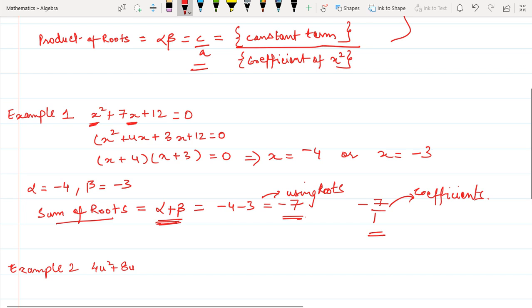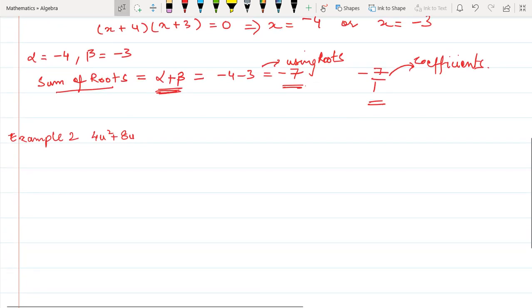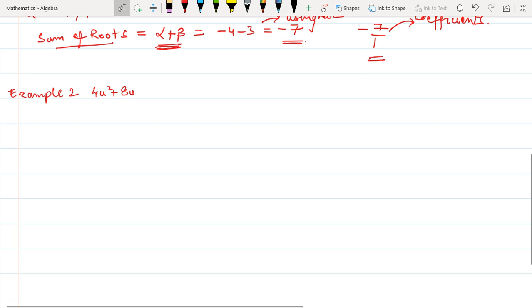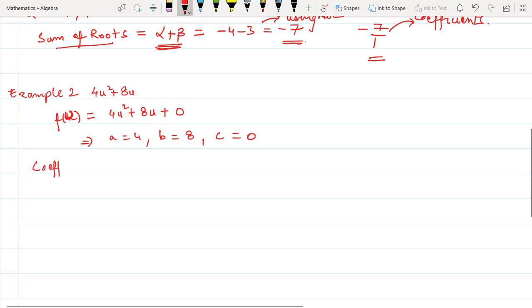Let's take another example, which is 4u squared plus 8u. Now remember, you have to first put this equation in standard form. So f of u is equal to 4u squared plus 8u plus 0. This means a is equal to 4, b is equal to 8, and c is equal to 0. Now this time I'll use the coefficient method first.